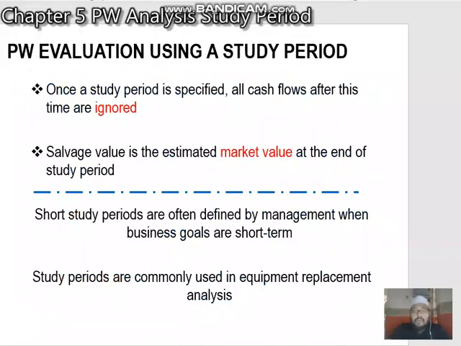Okay, so PW evaluation using a study period. Once a study period is specified, all the cash flow after this time is ignored, discarded or eliminated, and the salvage value is the estimated market value at the end of the study period. Let's say the life of the alternative is 10 years, but the study period has been specified as 5 years. What happens after year 5 will be ignored, and the market value will be calculated based on year 5. So that's roughly what the study period approach is in solving different life alternative problems.